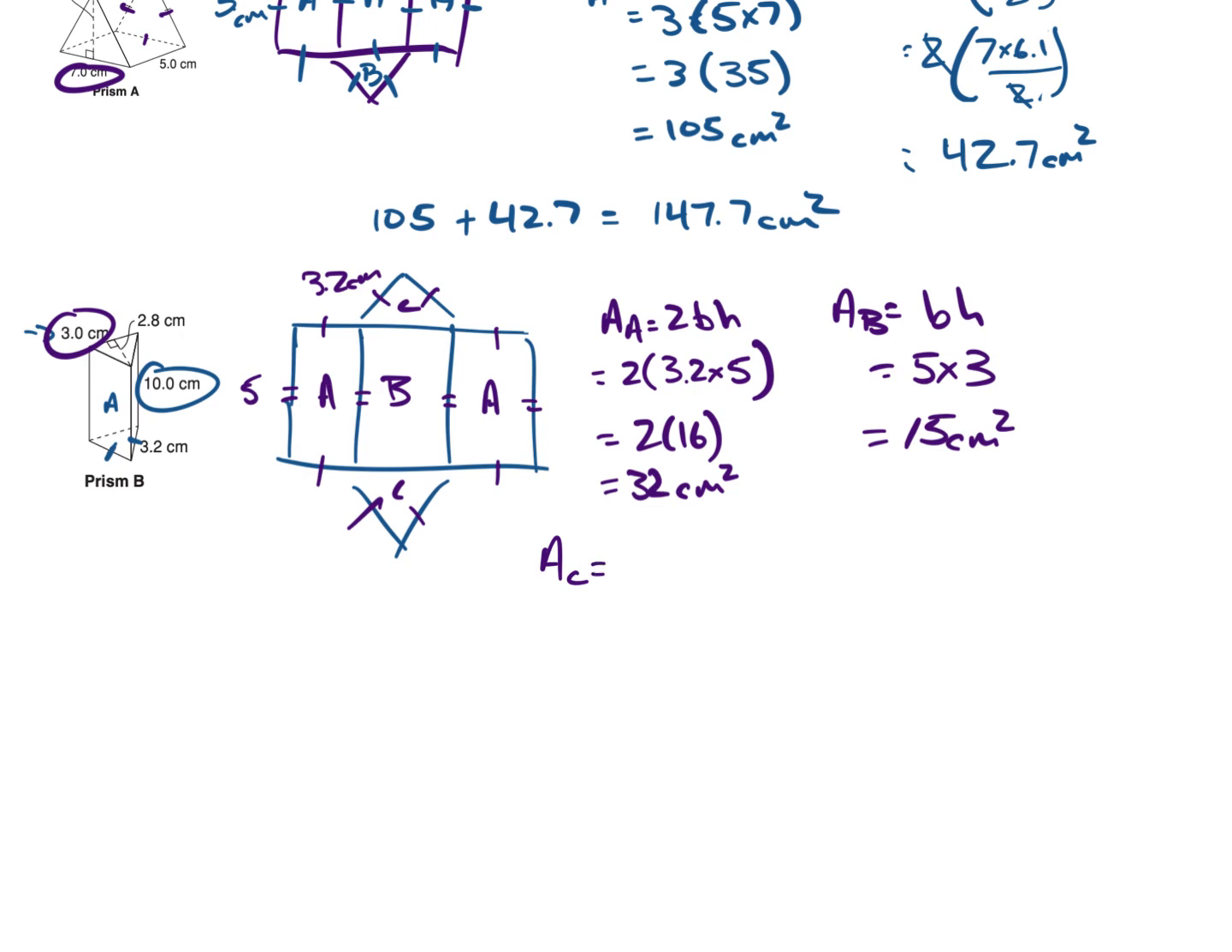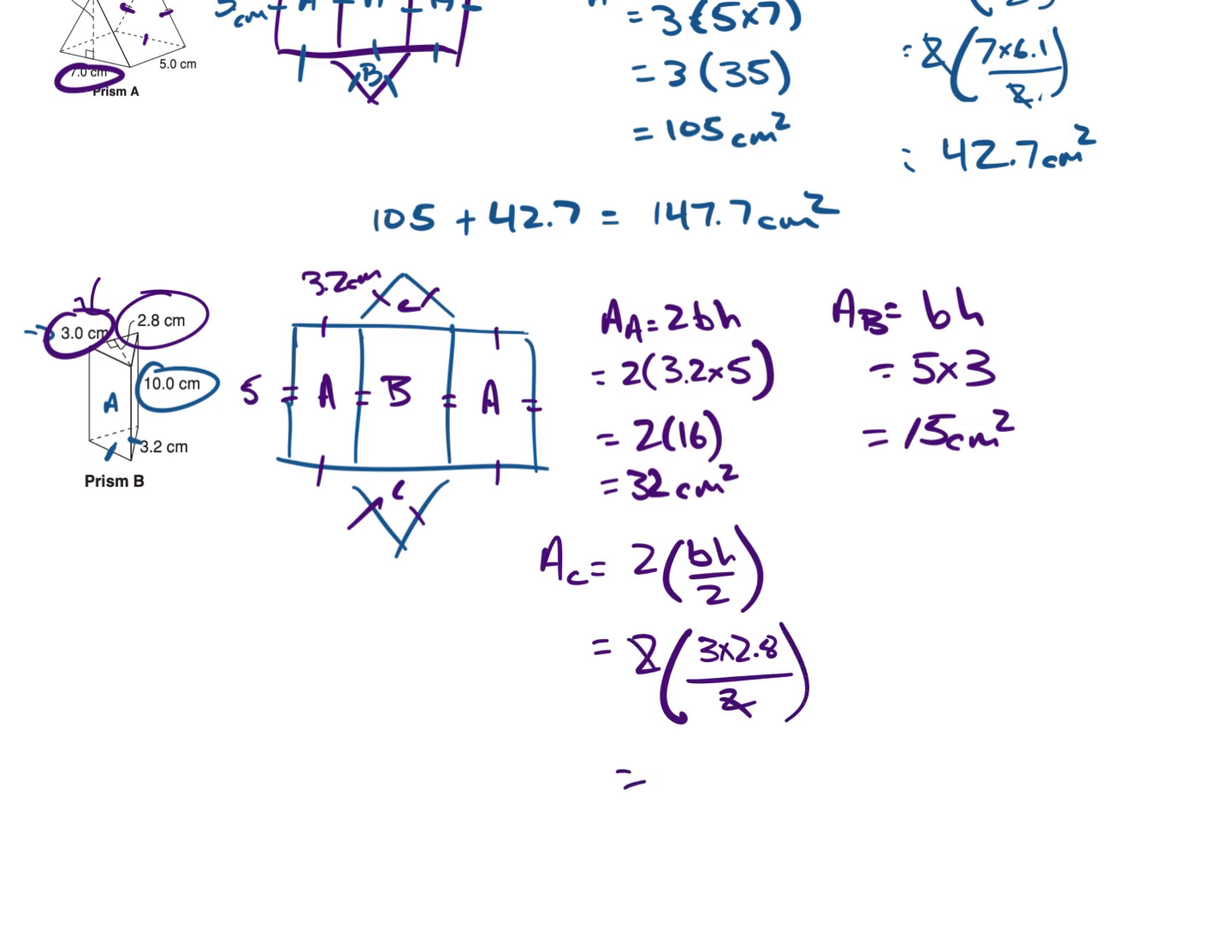Area of C is 2 times base times height divided by 2. And I get 2, and my base is 3 centimeters, and my height is 2.8. So I got 3 times 2.8 divided by 2. Remember, these simplify. So when I throw 3 times 2.8 into my calculator, I get 8.4 centimeters squared. And then I'm just going to add all those together.